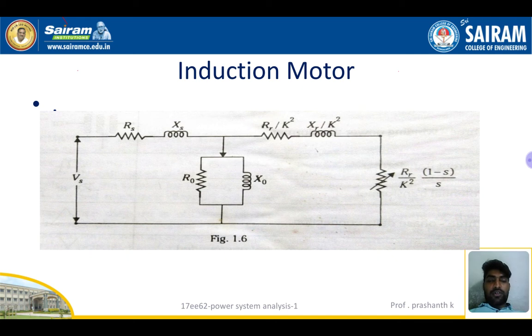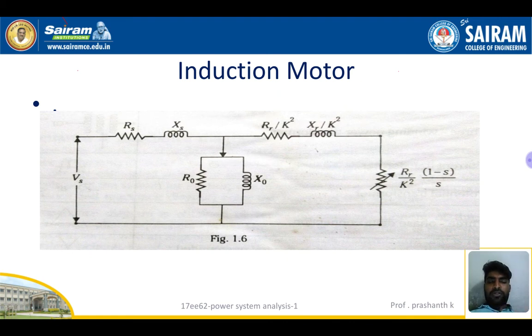Just let me go through the transformer. Supply is given to the primary side and induces EMF in the secondary side due to mutual flux linkage from primary to secondary. The path is the core, right? The core provides the path for mutual flux linkage. Similarly in the induction motor, supply is given to the stator. What happens? A three-phase supply produces a rotating magnetic field in the stator periphery.